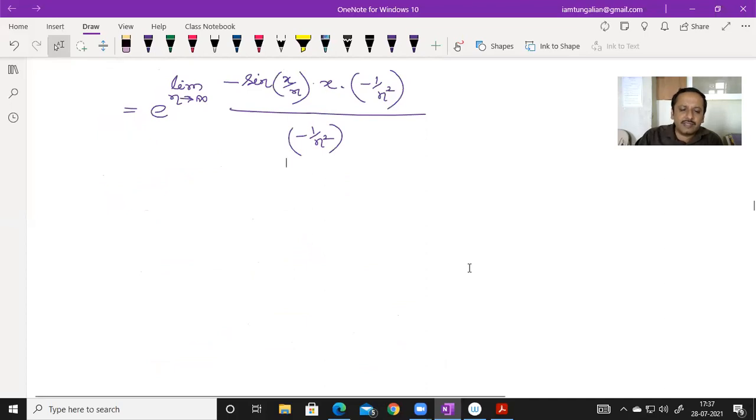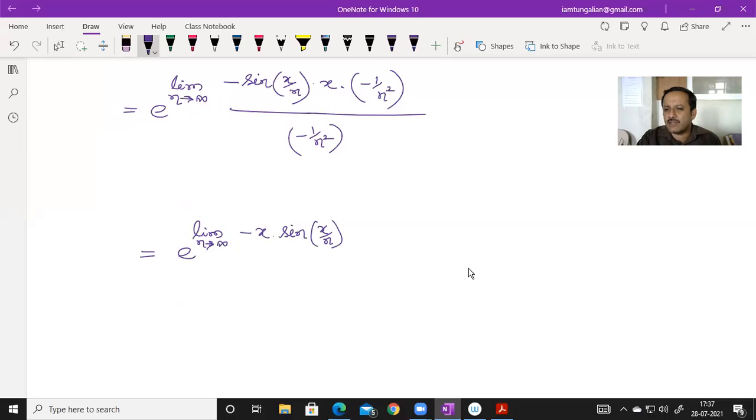So we are left with e power limit n tends to infinity of minus x into sine x by n. So this minus 1 by n square we have cancelled. Now as n tends to infinity, x by n will become 0. So sine x by n will become 0. This will be sine 0. Sine 0 is 0. 0 into x.